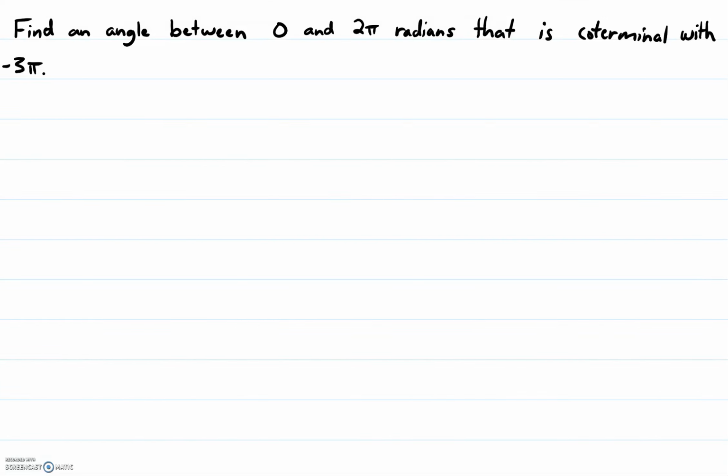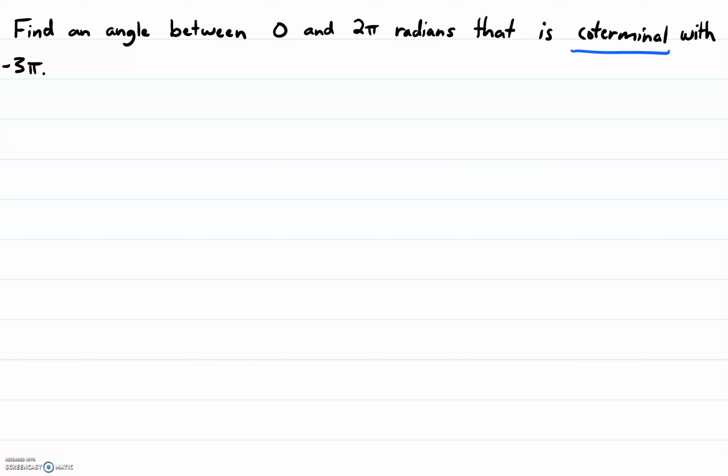In this video, we're going to find an angle between 0 and 2 pi radians that is coterminal with negative 3 pi. So before we get too carried away in this problem, let's talk about what it means to be coterminal. If you break down that word into two parts, co and terminal, terminal means ending, of course, and co means they would be ending in the same place or together.